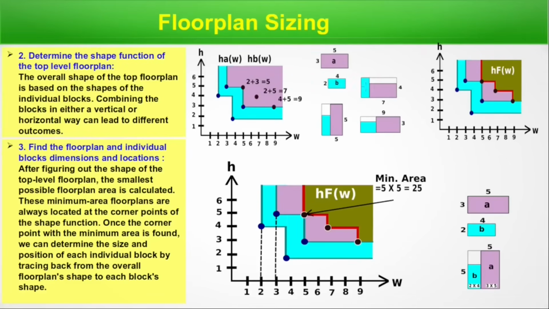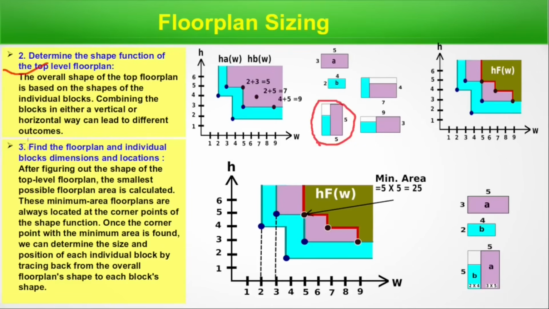So here again, like this 3 by 5, and here 4 by 2. So 5 plus 4, 9, and maximum 3. We are now positioning it vertically, like 4 by 2 and 5 by 3, 7 by 4, and 5 by 5. These are the combinations. Here also 5 by 5 is the smallest one.